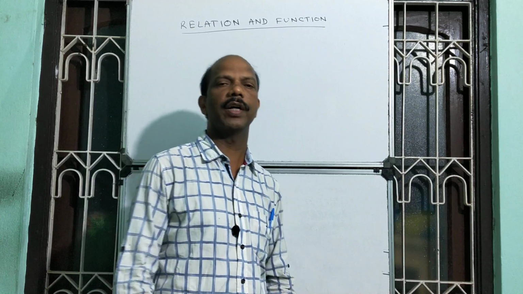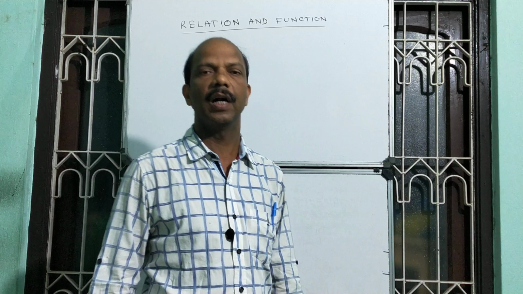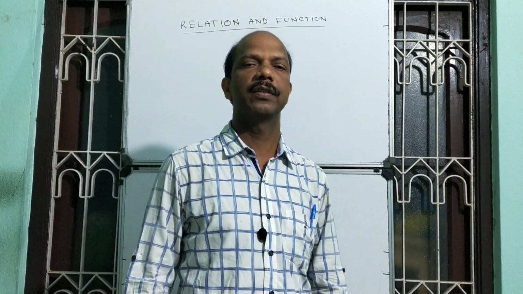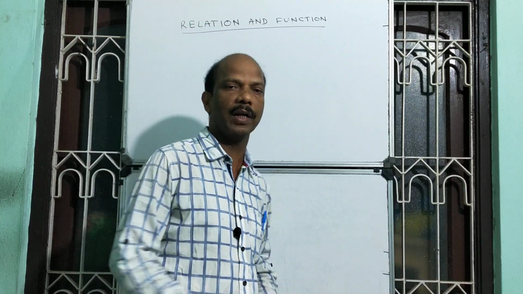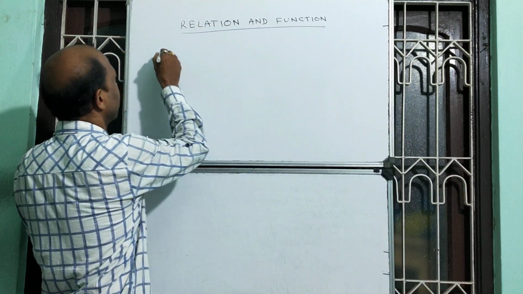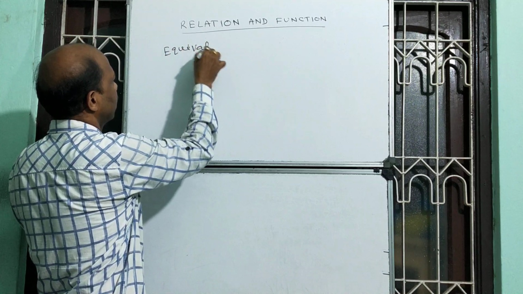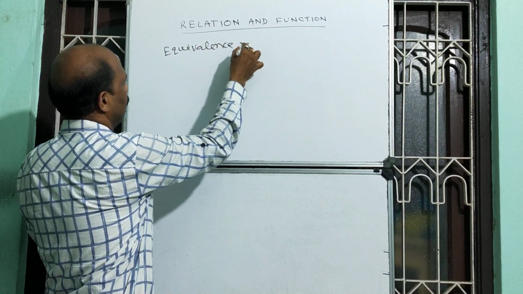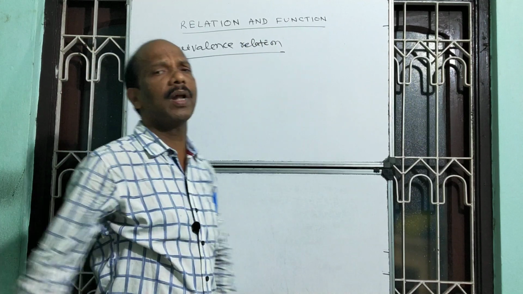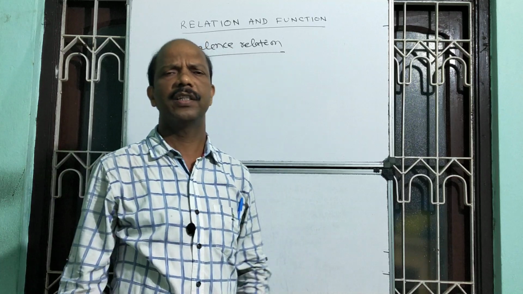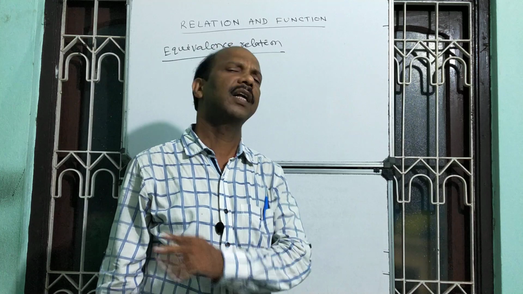Last class we have already completed types of relation, that is reflexive, symmetric and transitive, and already started the equivalence relation. Let's continue from equivalence relation. What is equivalence relation? Equivalence relation depends on reflexive, symmetric and transitive relation.